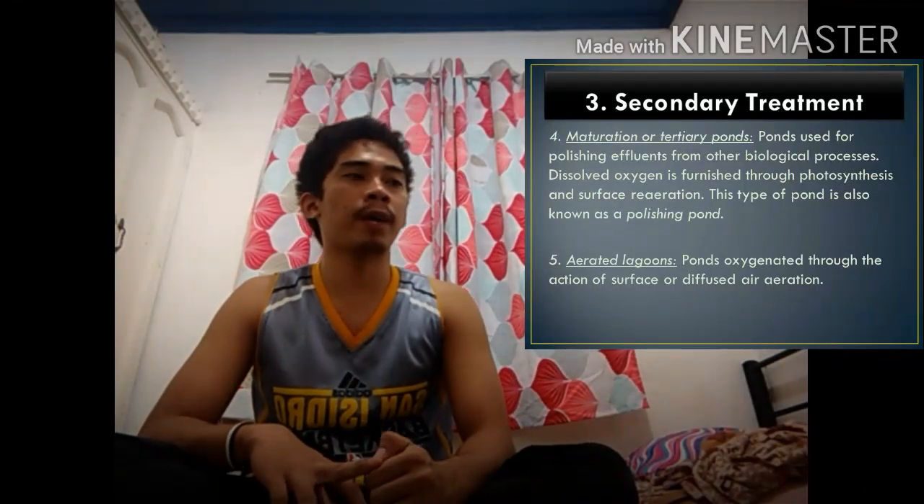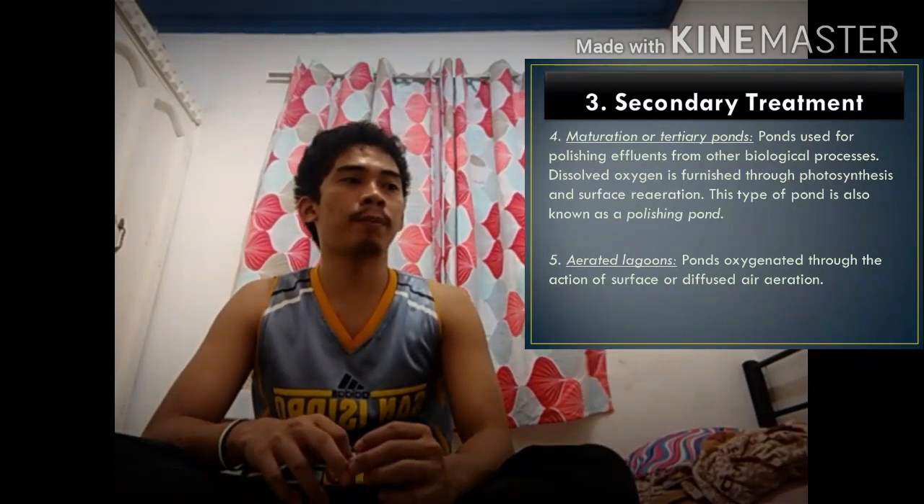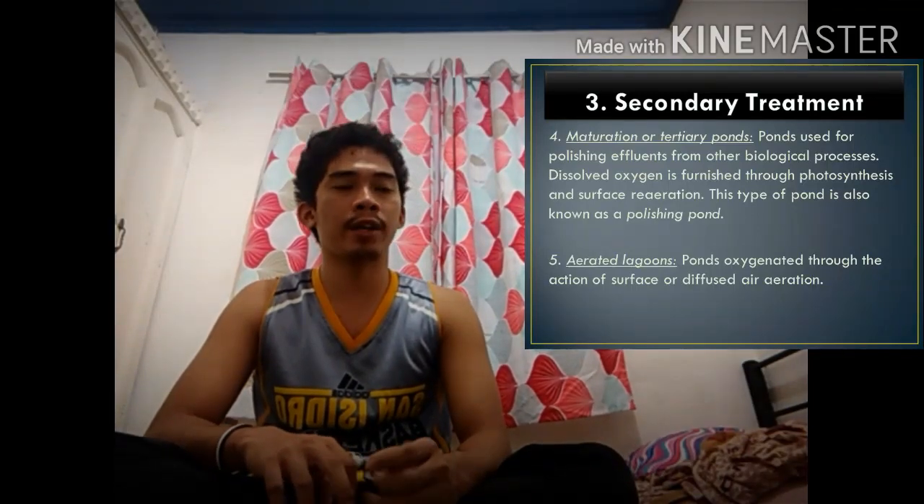The fourth classification is the maturation or tertiary ponds. These are ponds used for polishing effluents from other biological processes. Dissolved oxygen is furnished through photosynthesis and surface aeration. This type of pond is also known as a polishing pond. The fifth classification is the aerated lagoons. These are ponds oxygenated through the action of surface or diffused air aeration.